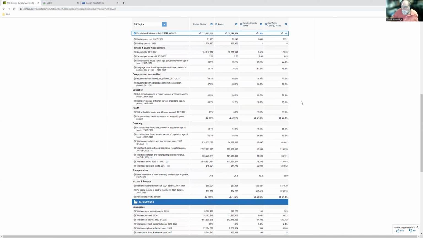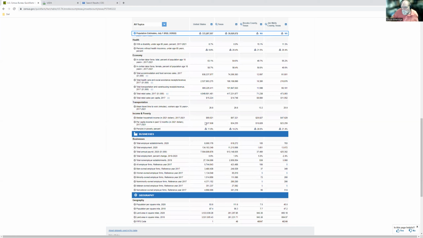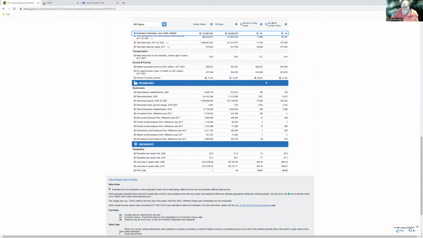Let's look at people living with a disability, which can often be health related as well. It's much lower in the United States than it is either in Texas or these rural counties. Income and poverty, you've got these really low incomes compared to Texas and the rest of the United States as well. The poverty rate is just staggering down here as well.